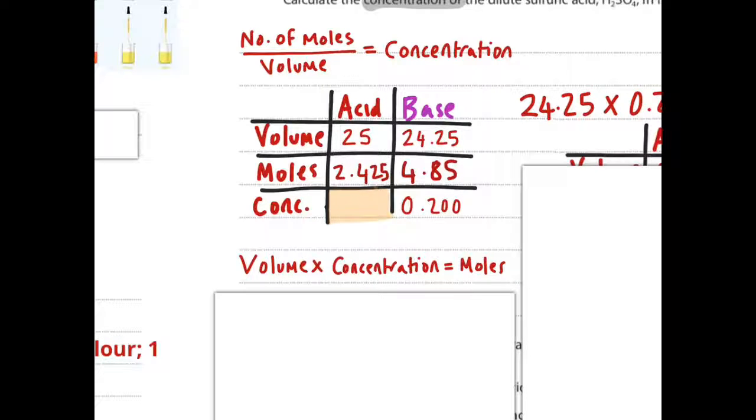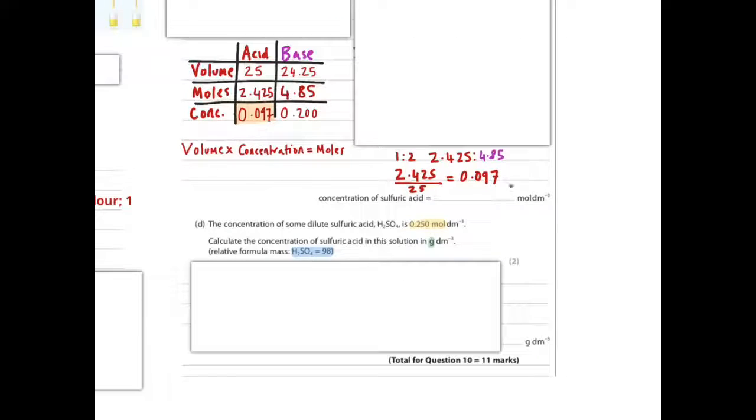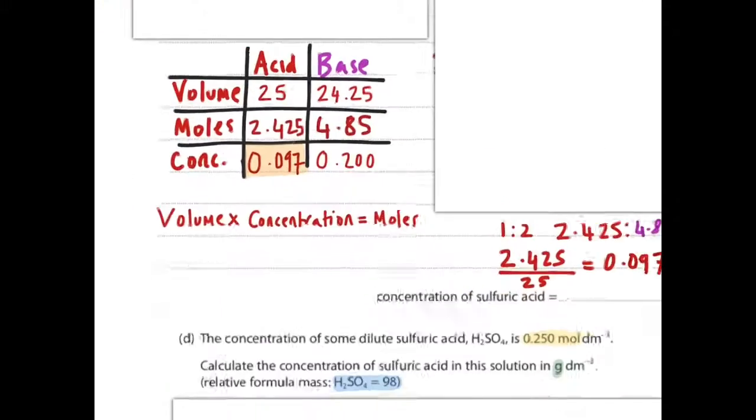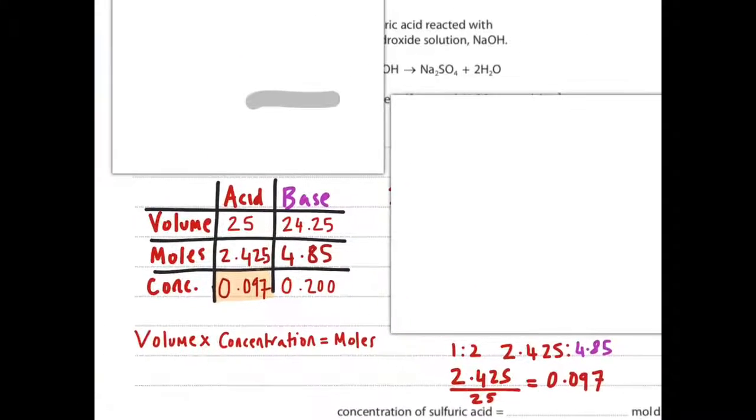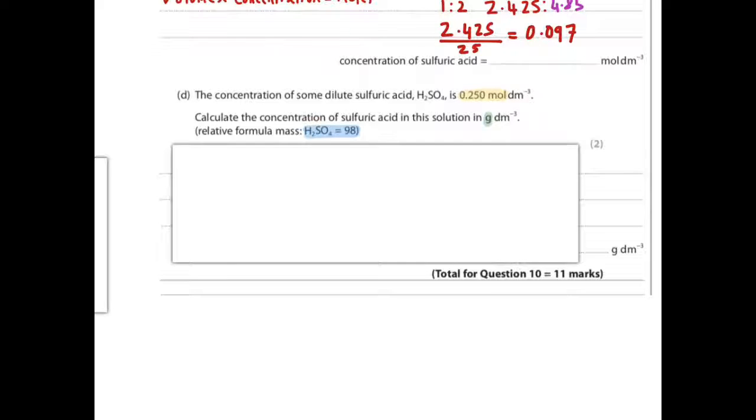So concentration, as we know, is number of moles divided by volume. So if we divide this value by this value, we get 0.097 mol/dm³. So as long as you have this table and this formula, you can work it out much easier than it first seemed. Finally, the concentration of some dilute sulfuric acid, H2SO4, is 0.25 mol/dm³.